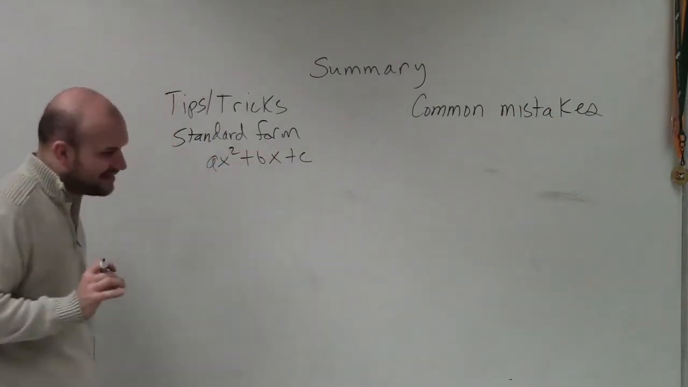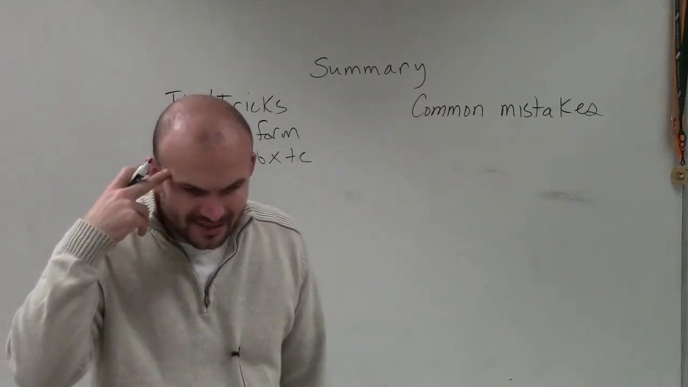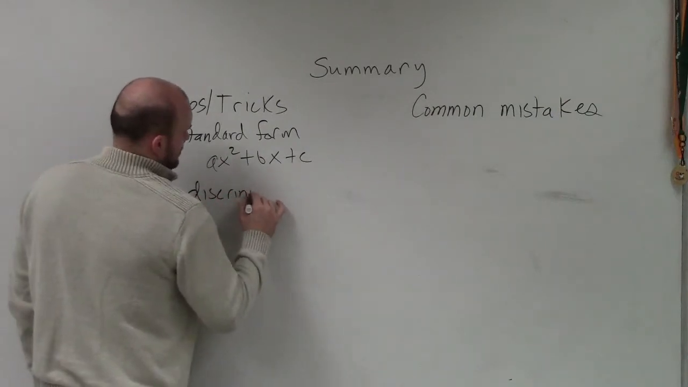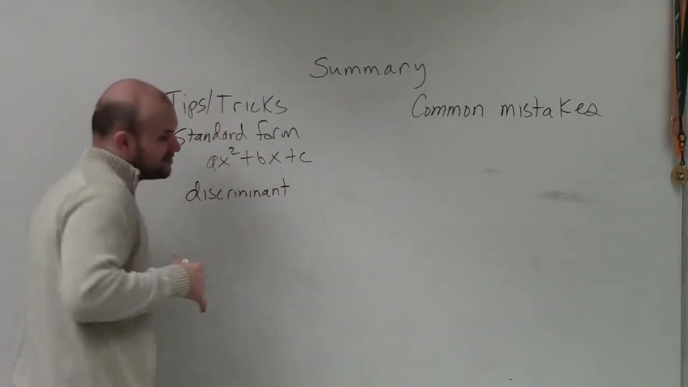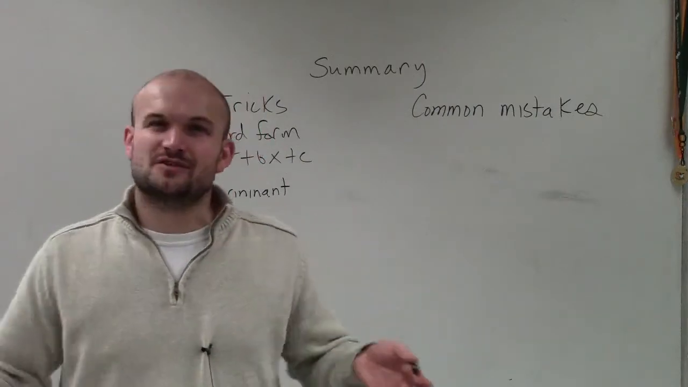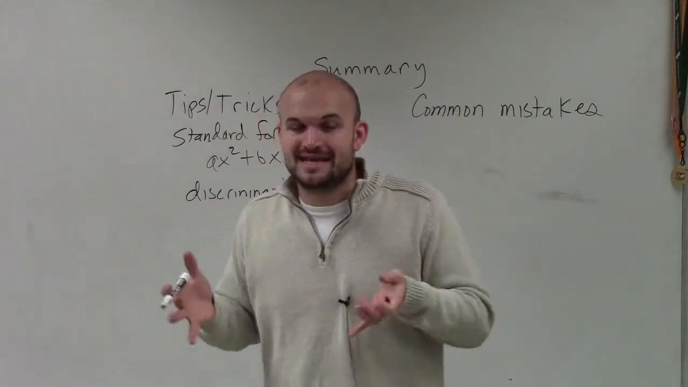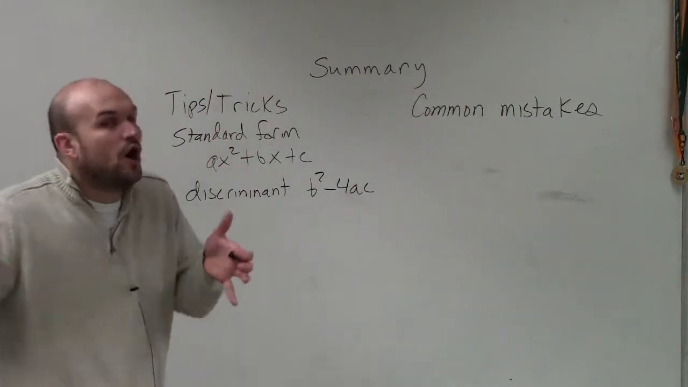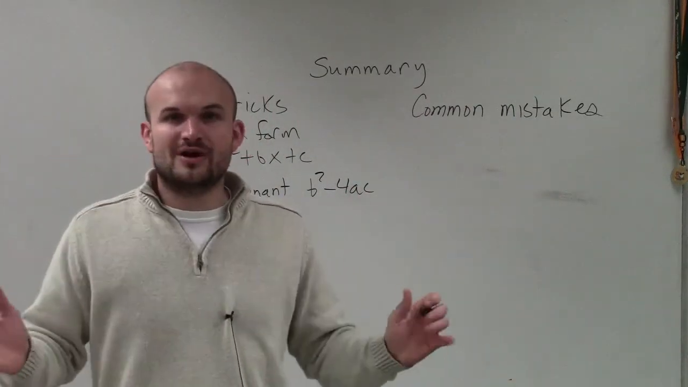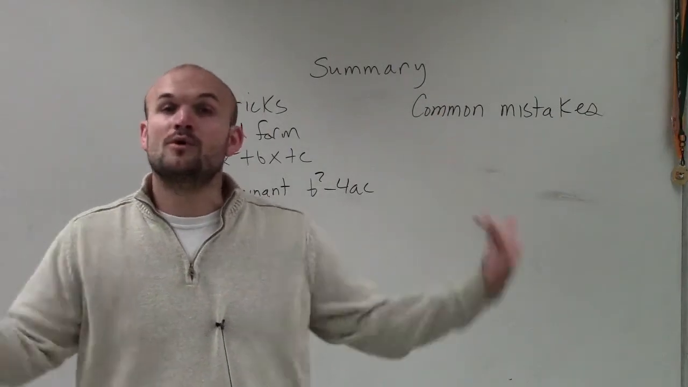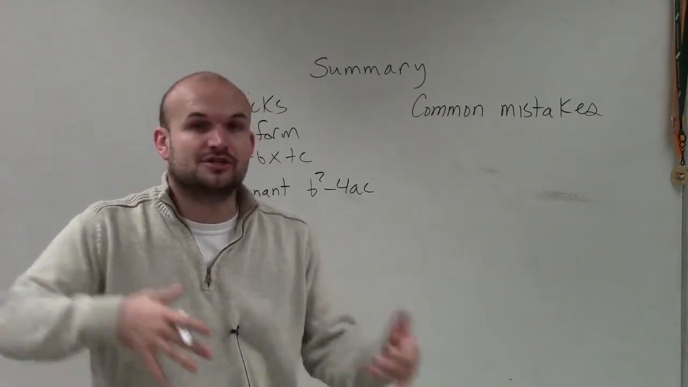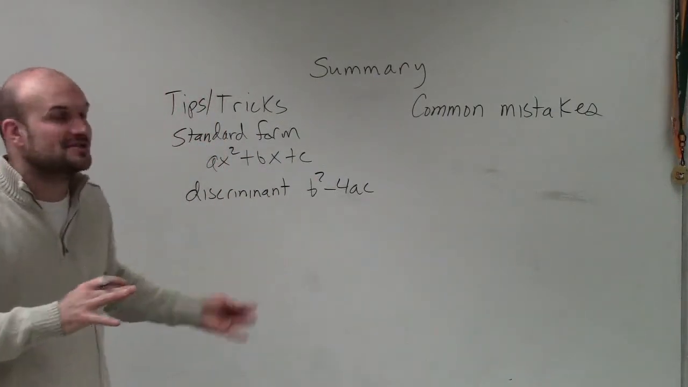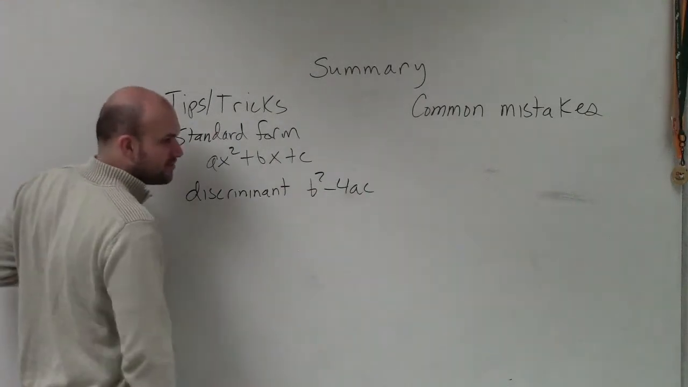The next thing, after standard form, is to determine the discriminant. So rather than trying to find all the values of the quadratic formula, identify the discriminant first. That's going to be, if you remember, b squared minus 4 times a times c. That's going to tell you about the solutions of your quadratic: if you're going to have two solutions, one solution, or no solutions, and if your solution is going to be rational or irrational. That's going to tell you everything about what you're going to be looking for in your answer. So it's very helpful to determine the discriminant first.